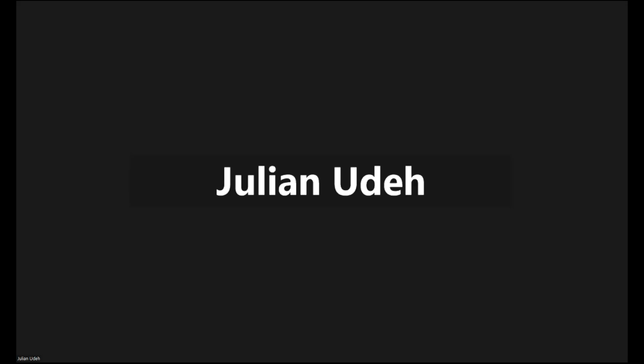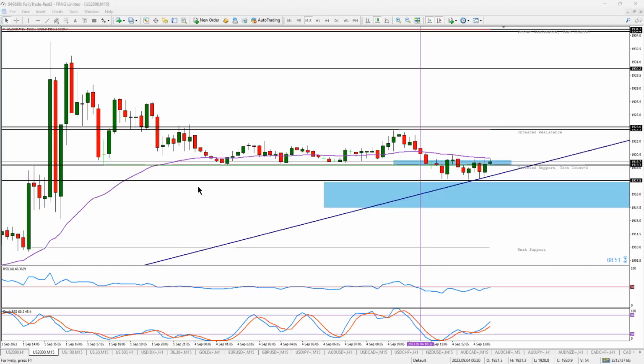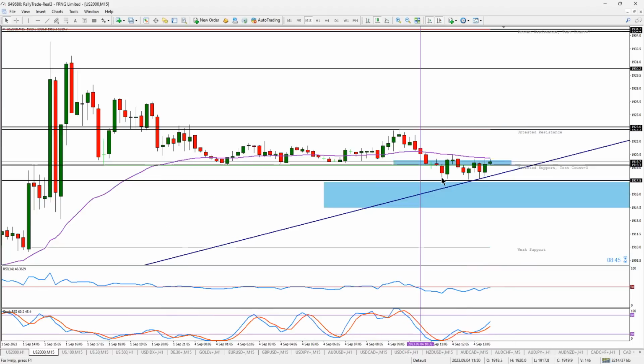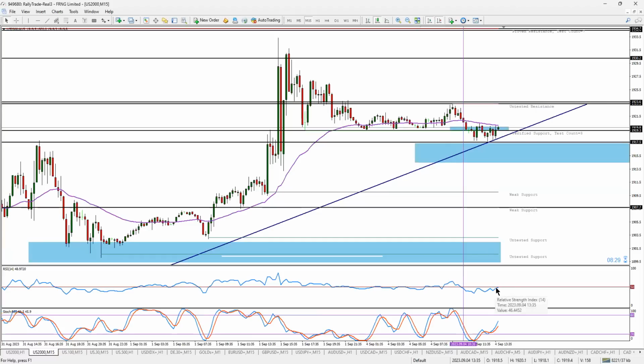So basically, for somebody like me, I like to buy from a support area. If you see, there have been multiple rejections here. Let's go to 15 minutes. That's rejected multiple times. Some of us can wait for this candle to close above this moving average. When that happens, you will see that this RSI will go above 50. Your stochastic RSI has already crossed upwards.